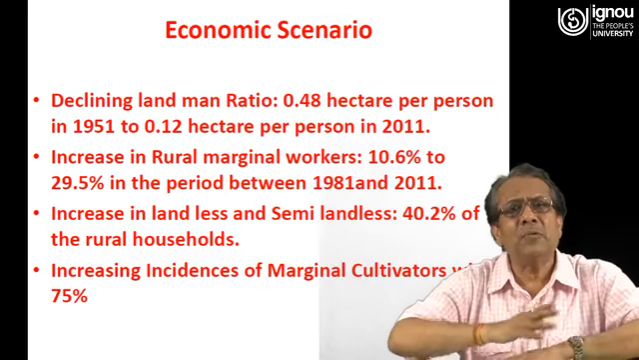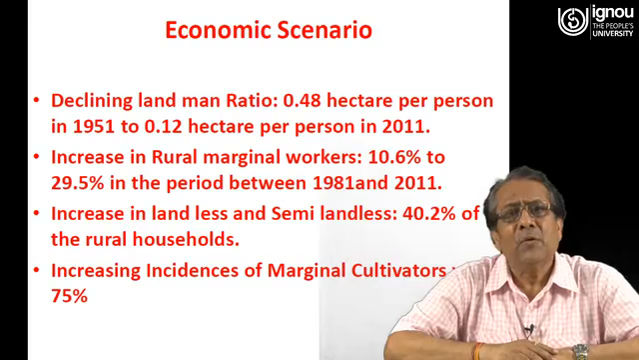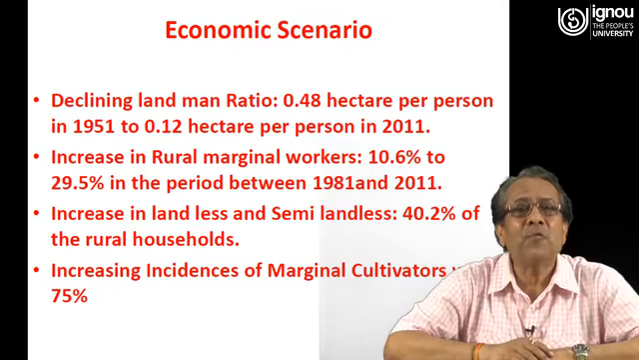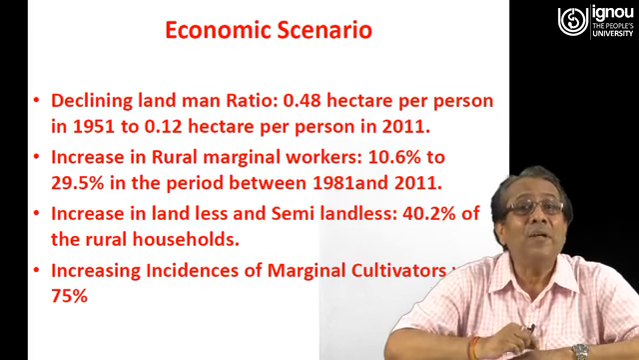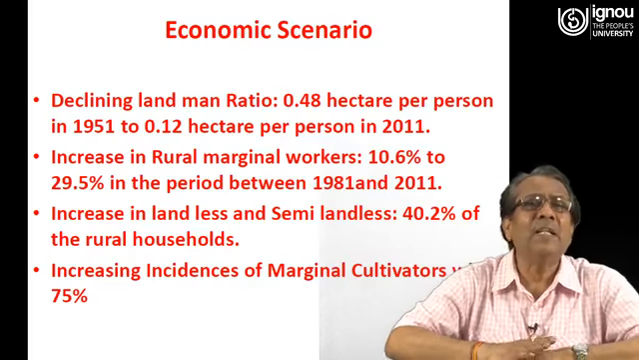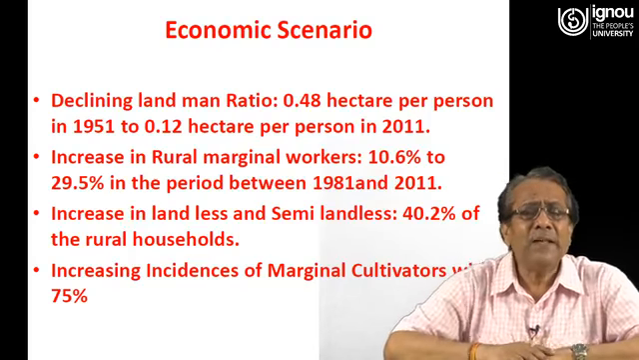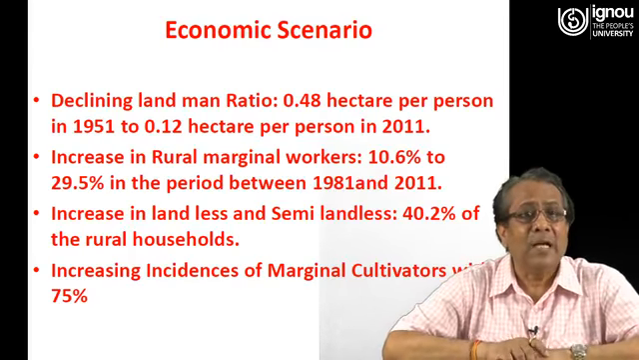If we look at this in terms of household landholding, when India got independence, the per household landholding was roughly around 2.5 hectare. Now it has declined to only 0.40 hectare per family. So what we find is an enormous decline in land resources. Then we find there has also been an increase in rural unemployment.